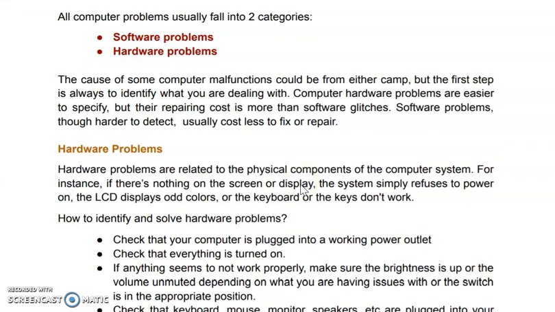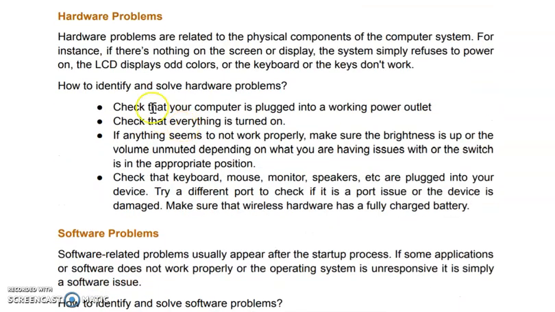These computer problems usually fall into two categories: a software problem or a hardware problem. A software problem is an application-related problem. Hardware means a device or component problem. If it is a hardware problem, then you have to check whether the keyboard, mouse, speakers, memory and hard disk are connected properly and working properly or not.